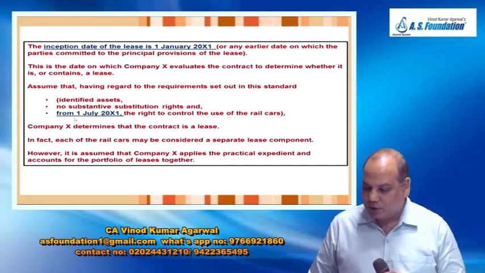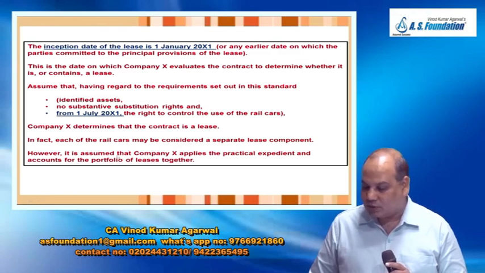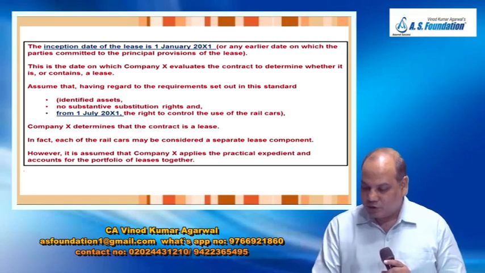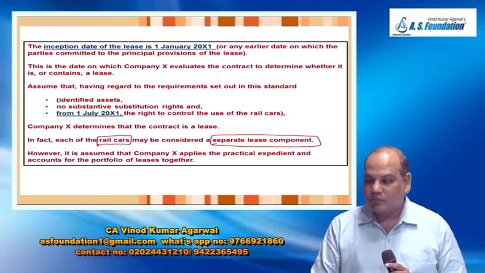All this will be available from 1st July 2000x1, that is the right to control the use of rail cars. Company X determines that the contract is a lease. In fact, each of the rail cars, now they are going to take many rail cars, each vehicle may be considered as a separate lease component.